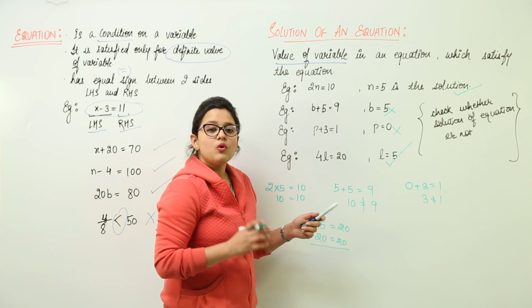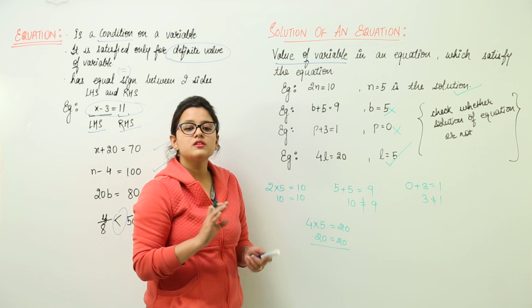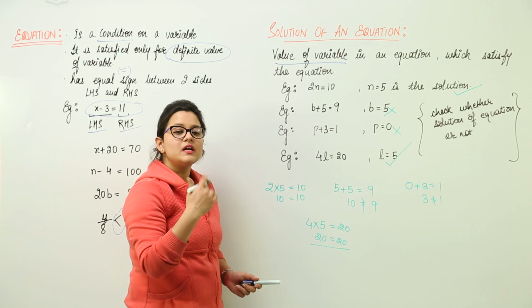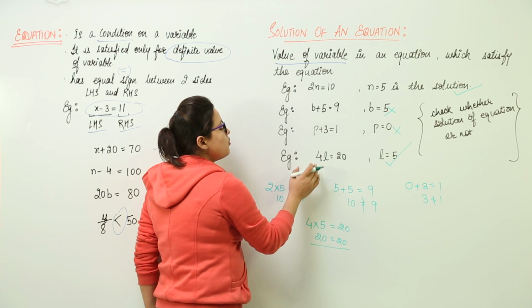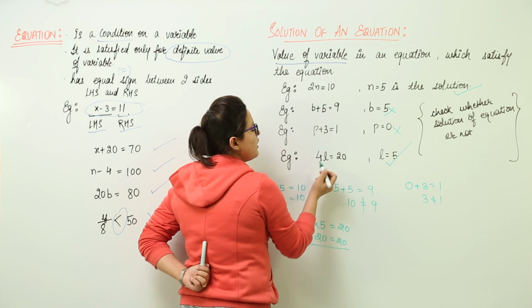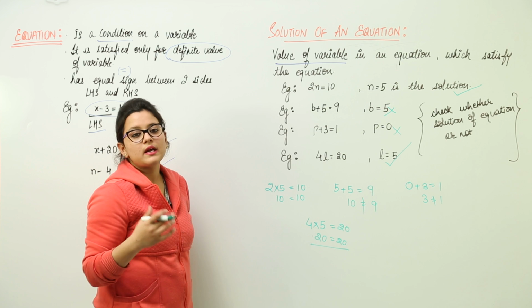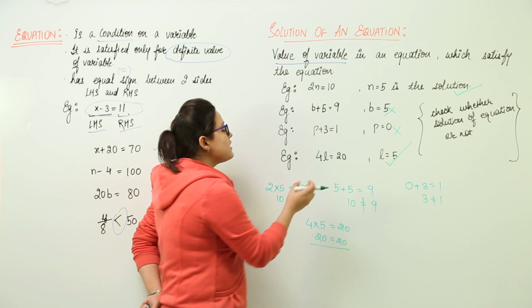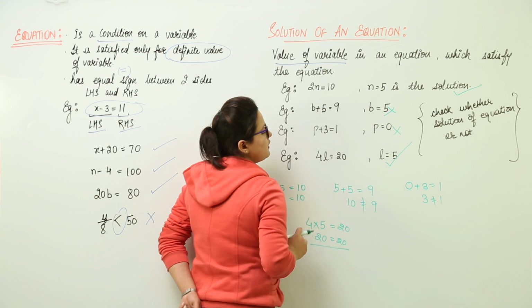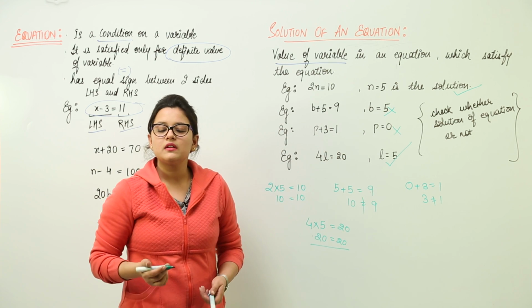Now this is done only by the hit and trial method. There is no such direct method. There is a direct method, but you will learn that in your higher grades. Here you only have to use the hit and trial method. You have to check the value of L to be 1, 2, 3, 4. You have to analyze what value should come here so that when you multiply these two you get 20. So it is just known as the hit and trial method.